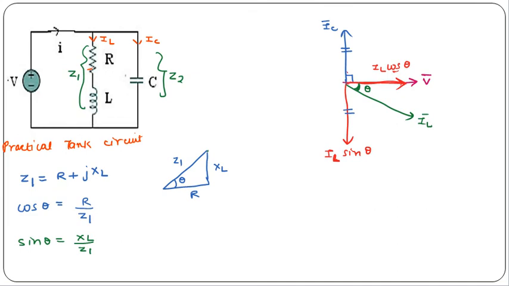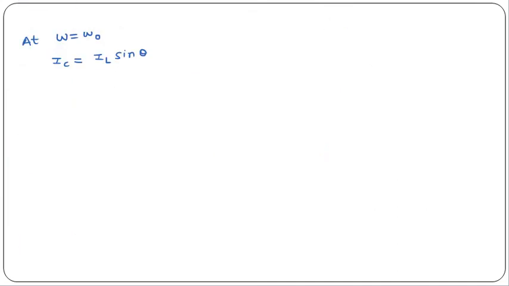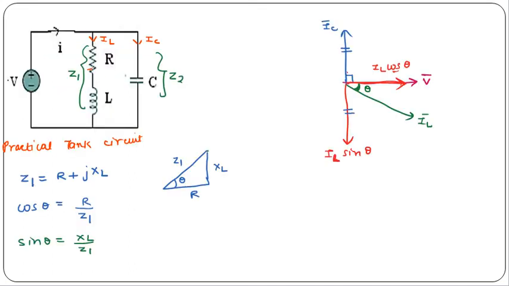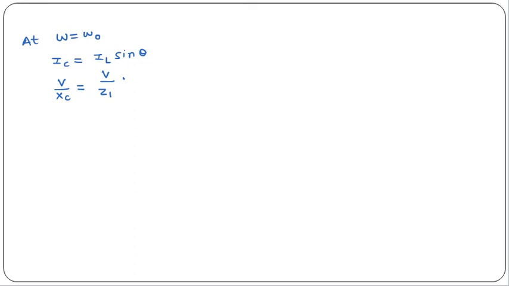Similarly, I_L is given by V by Z1. So I_C is V by X_C, and I_L, because this was a series RL branch, is V by Z1, and sin theta we have obtained for the first branch as X_L by Z1. So from here we can find Z1 squared. The voltage is common, so it gets cancelled out, and Z1 squared is equal to X_L into X_C.